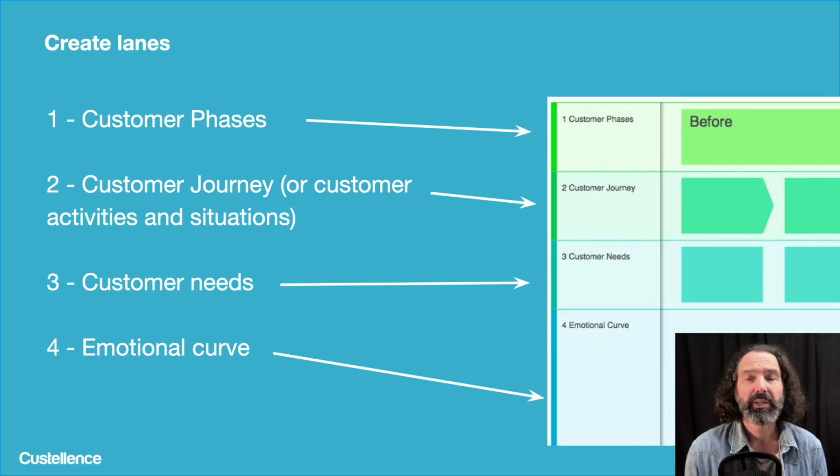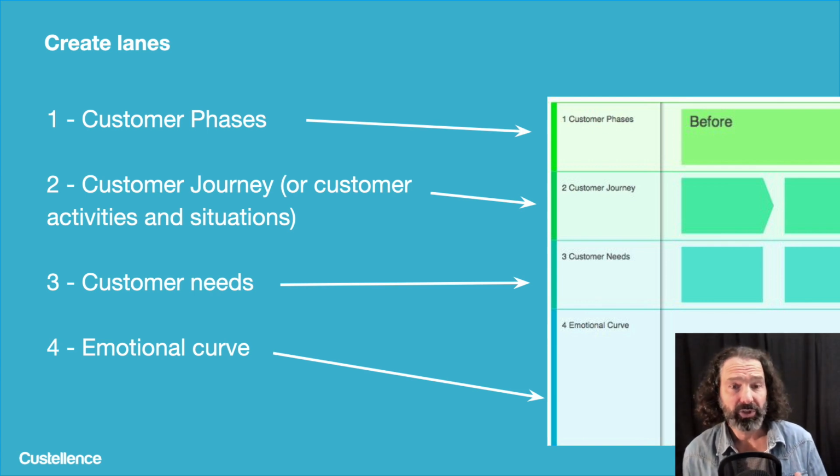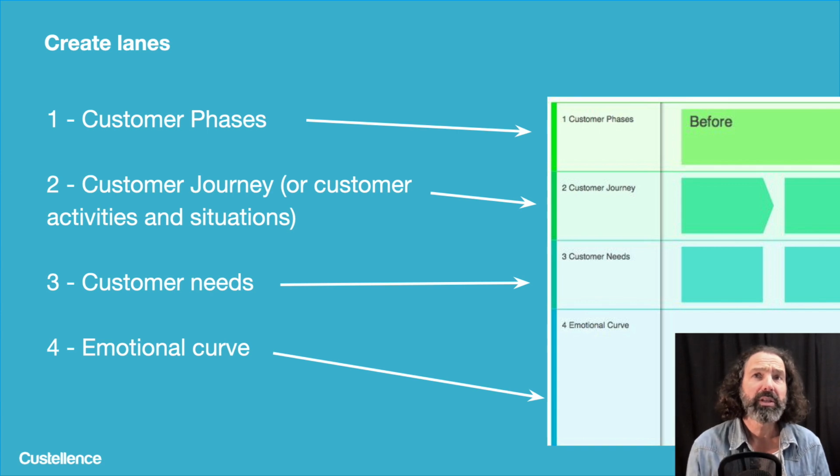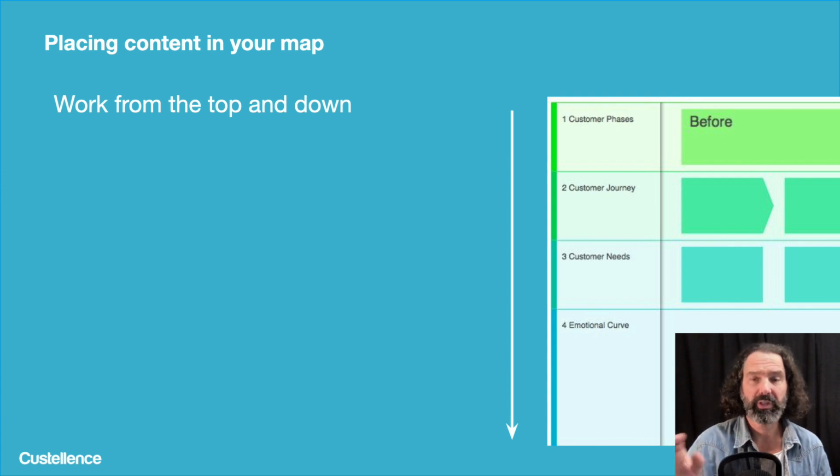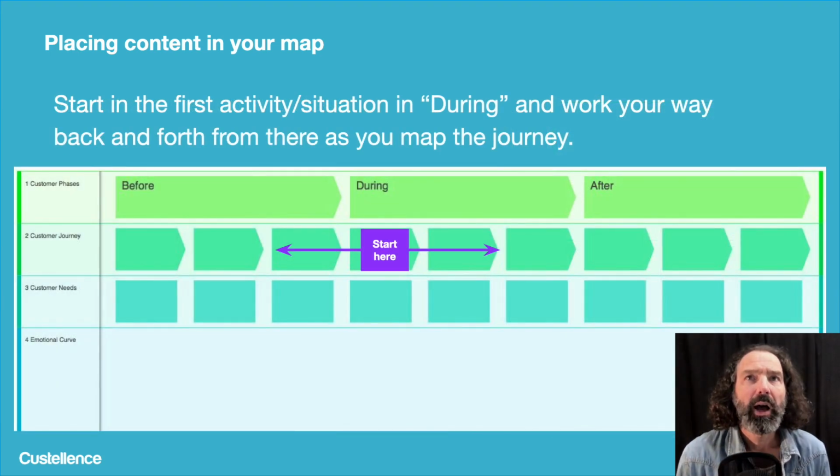And then you have customer needs, and it's good to show if they are maybe assumption based or from really deep customer interviews, and just try to always explain where they come from. And then you have emotional curves, or an emotional curve, and work from top down when placing content in the map. On the horizontal level, I strongly recommend that you start in the first part in during and place the activity situation there, and then you work your way forward and you work your way backwards here.